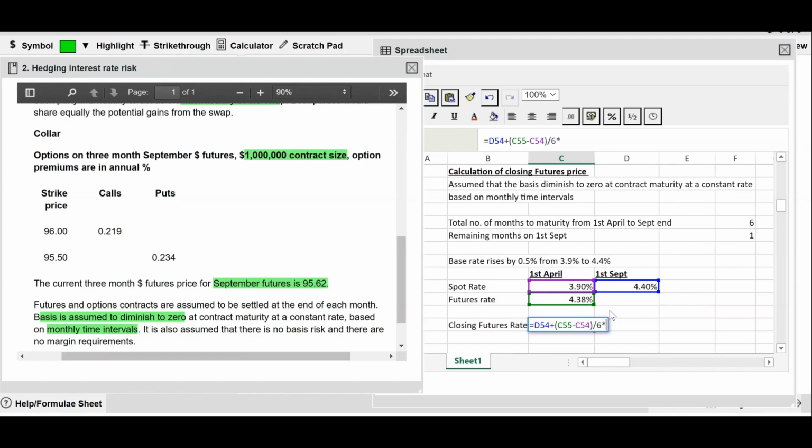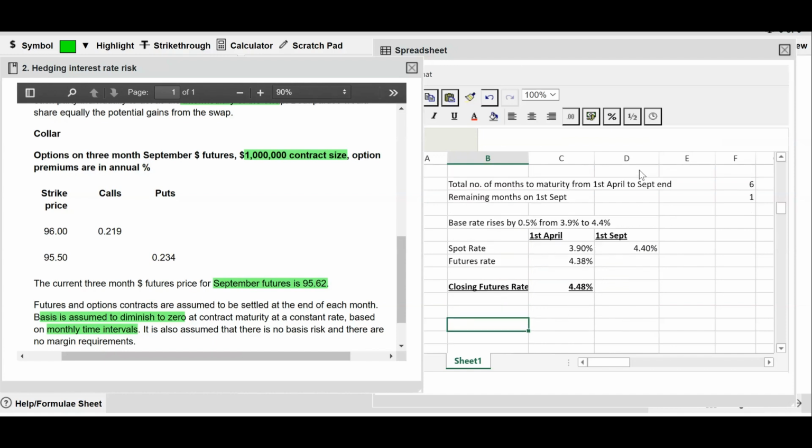6 into 1 will give me how much? Converting it into percentage, two decimals, gives me the closing rate as 4.48 percentage. Yeah, I found the closing rate. Now I can move ahead and proceed to decide what we are going to do with the put option and the call option. Are we going to exercise it or are we going to lapse it?